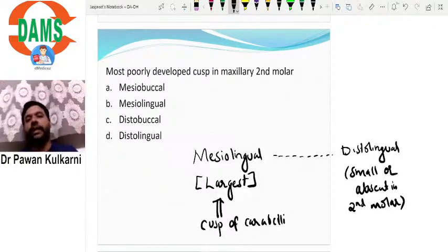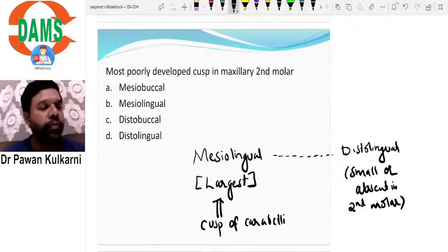In the deciduous dentition, the cusp of Carabelli is present on the maxillary second molars. So you have to remember that the cusp of Carabelli is a feature of the maxillary permanent first molar and the deciduous maxillary second molars. And the distolingual cusp is the smallest one. It becomes small in the maxillary second molar, and is definitely absent in the maxillary third molar.